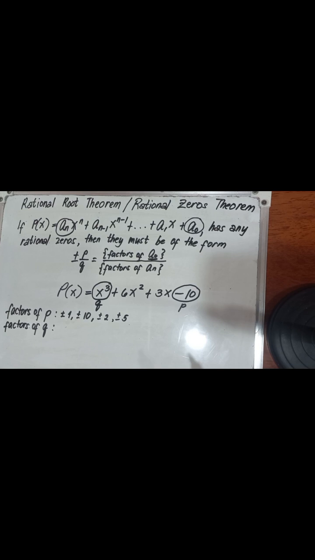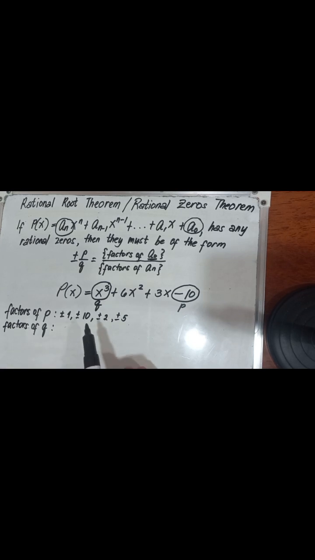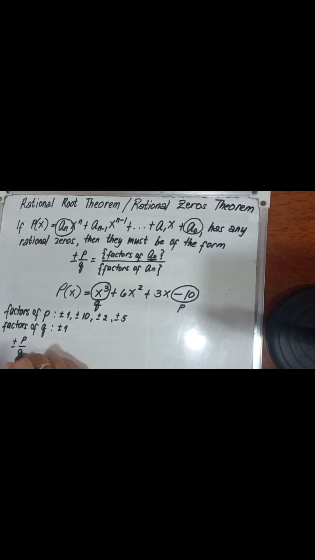Okay? Next are the factors of q. Now, our q is the coefficient of our first term. So the value of our q is 1. What are the factors of 1? We have positive and negative 1. Then we will now use these factors to form our rational roots. So we have plus or minus p over q.